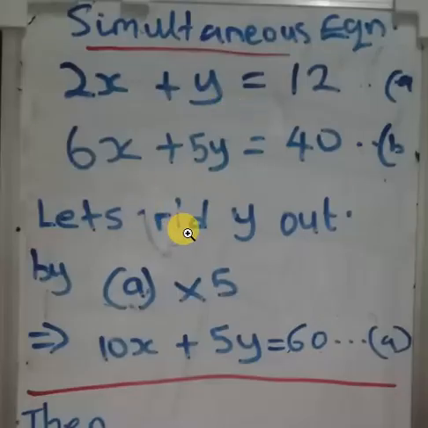Let's get rid of y. Let's get rid of y by multiplying equation A by 5. When we do that, this is what we get. 5 times 2, we get 10. 5 times y, we get 5y. 5 times 12, we get 60. So equation A has been transformed to this equation. So guys, let's move on.